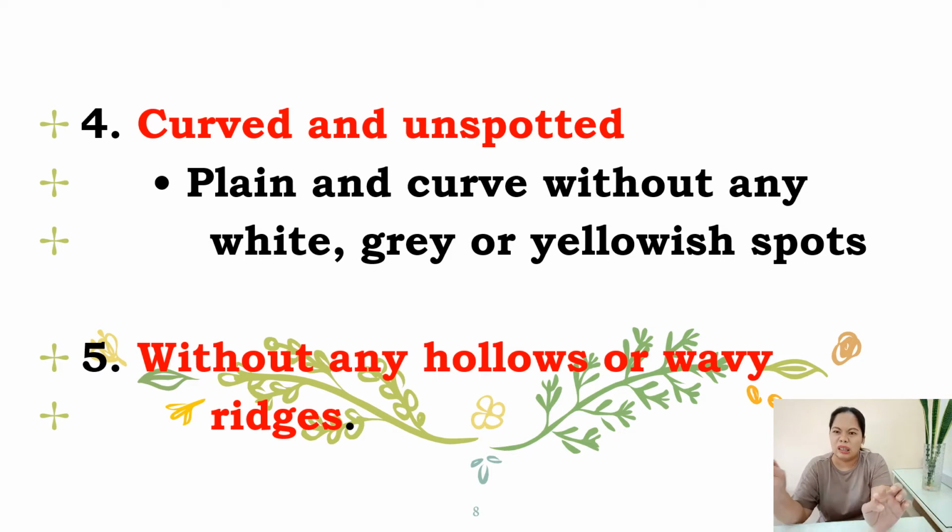Usually, you see that the nails have white spots. Those white spots are the most common, and that means to say you lack calcium. So that's a disorder already of the nail. Your nail is no longer healthy. You need to do something about it. You need to take a lot of calcium.